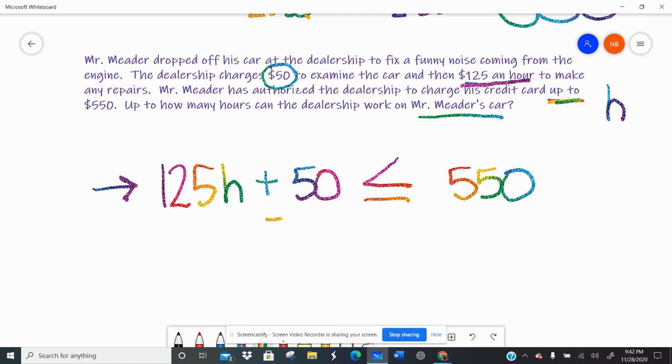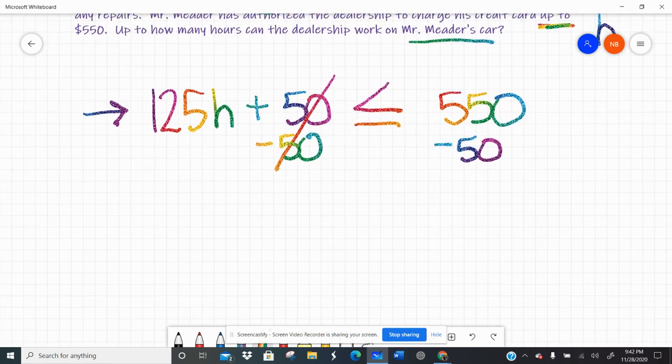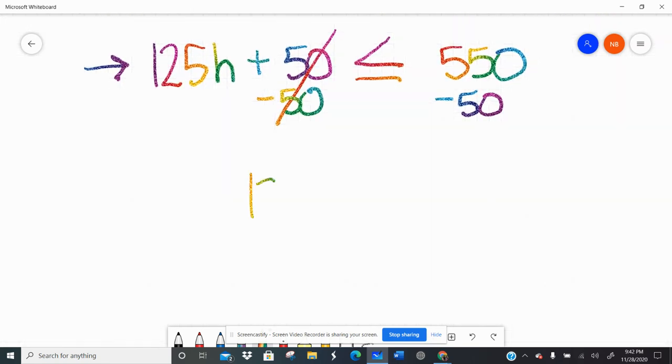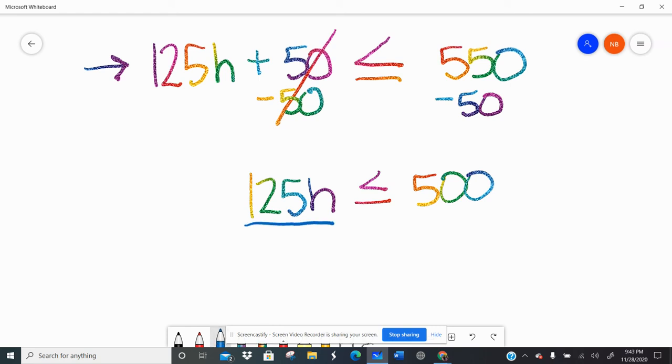I start by subtracting that constant, right? Move the constant. So he has to pay that $50 fee up front. So $125 per hour now has to be less than or equal to $500 because 50 of those dollars went towards his fee, right? Just to get it examined, the diagnostic.